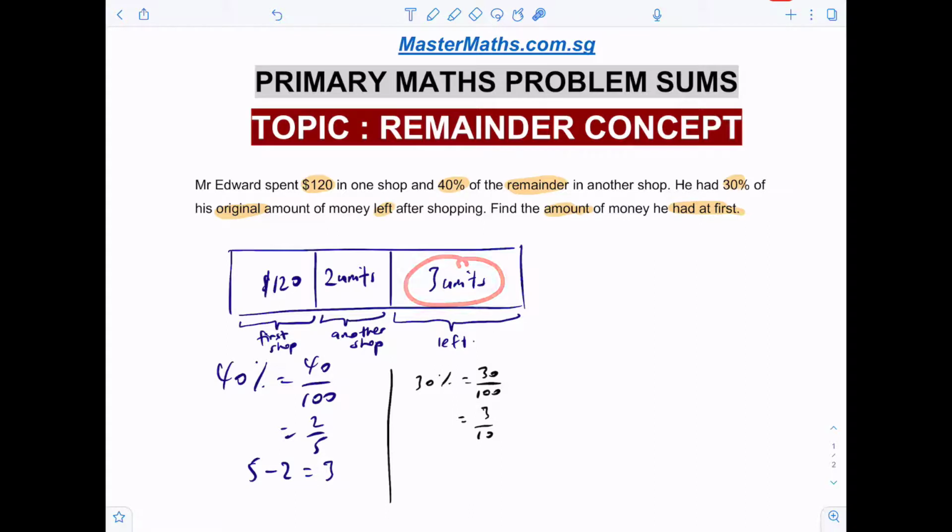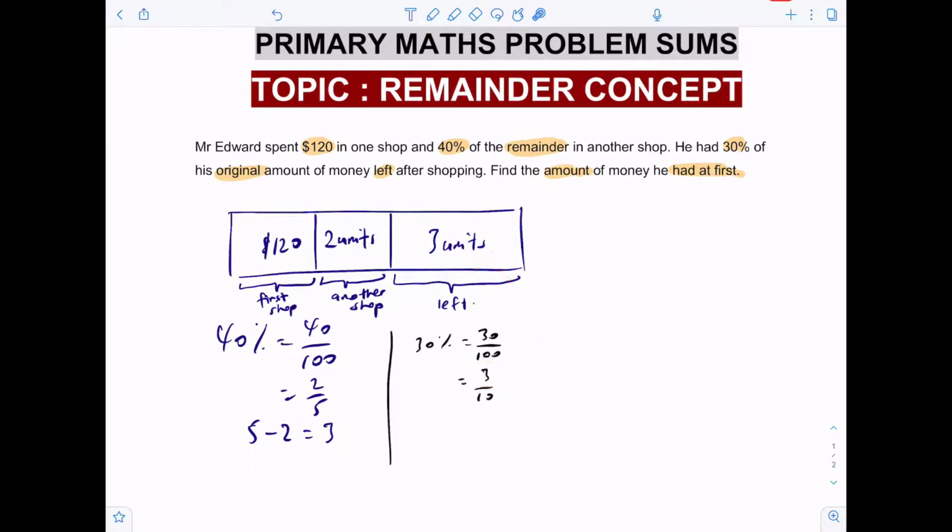3 units, 3 units. Okay, if this happens to be different, then we need to make these two numbers the same. But in this case, both of these are the same, which then tells us that he will have 10 units of money originally at first. Okay, so again, he had 3 out of 10 of his money left, which is indeed correct. 3 units is left out of a total of 10.